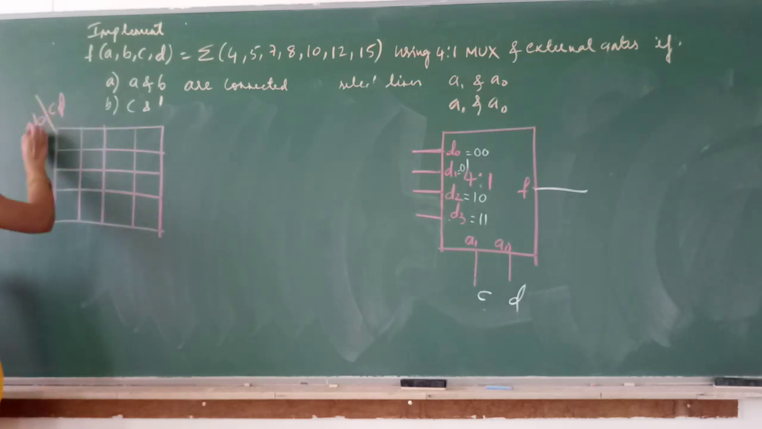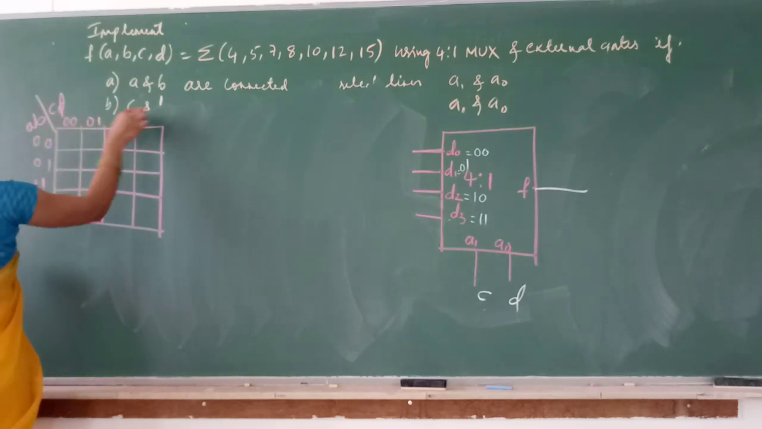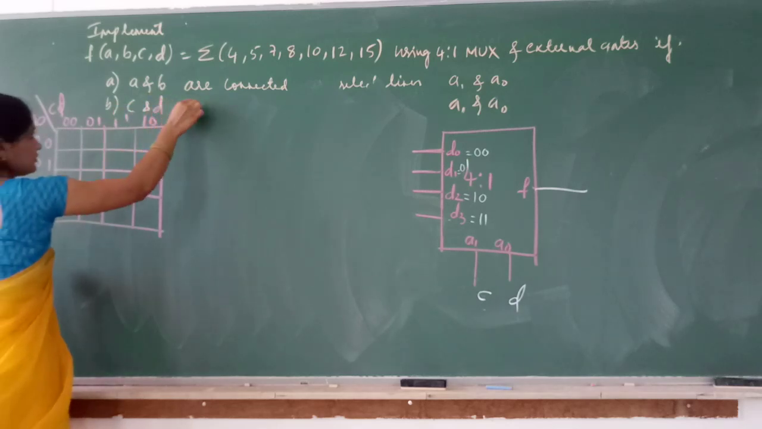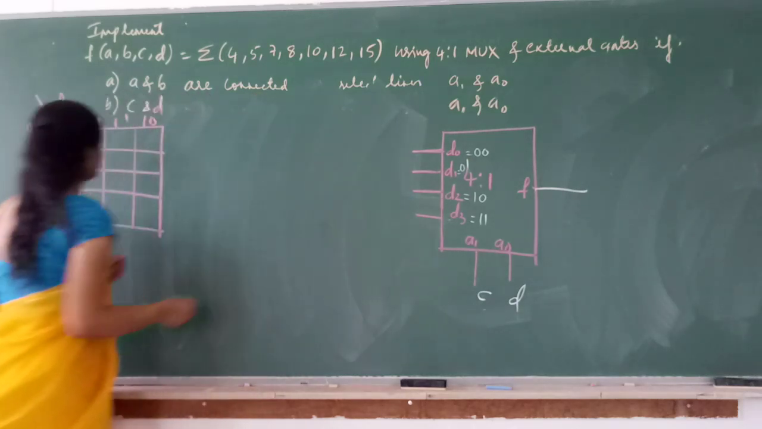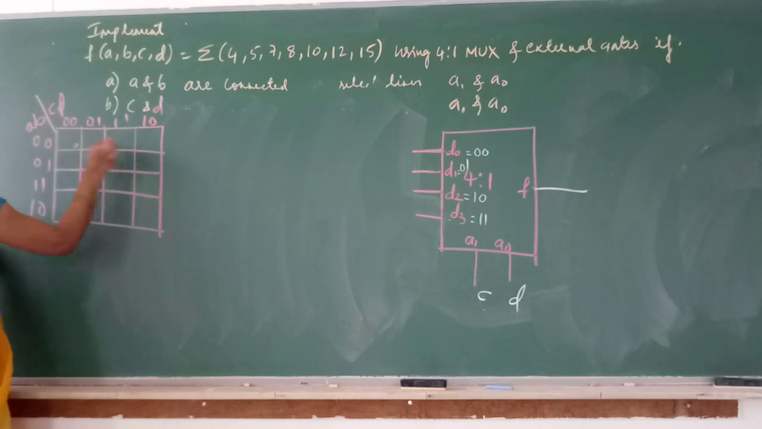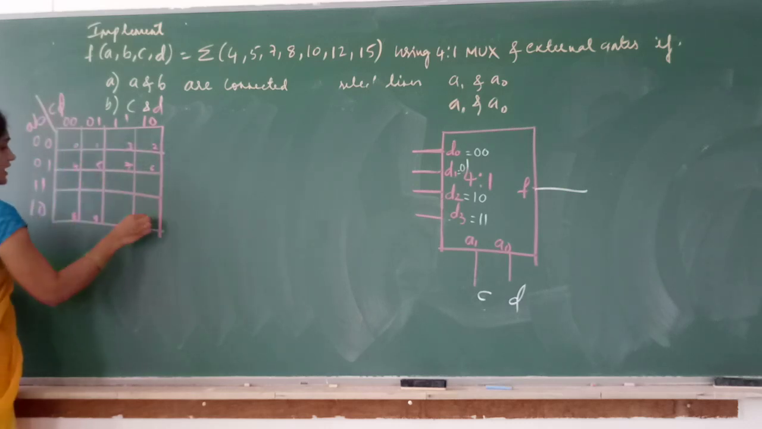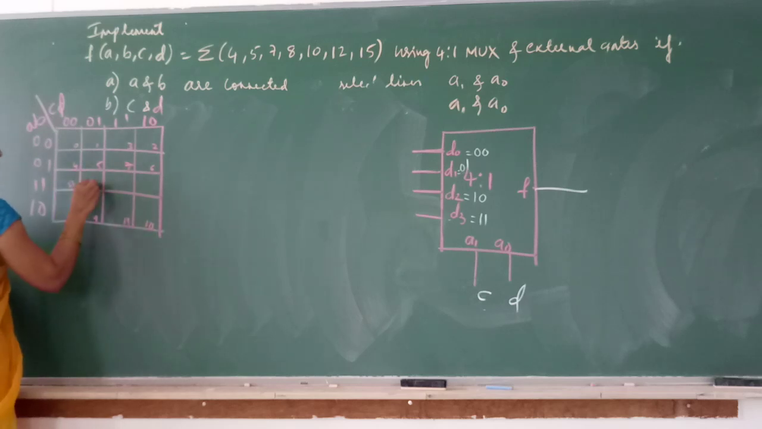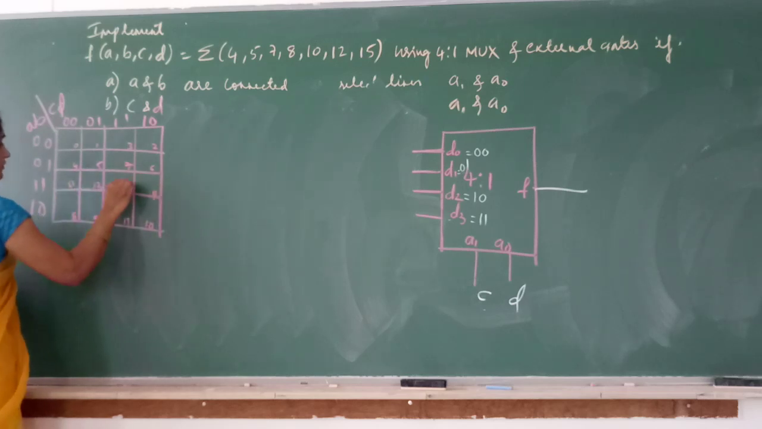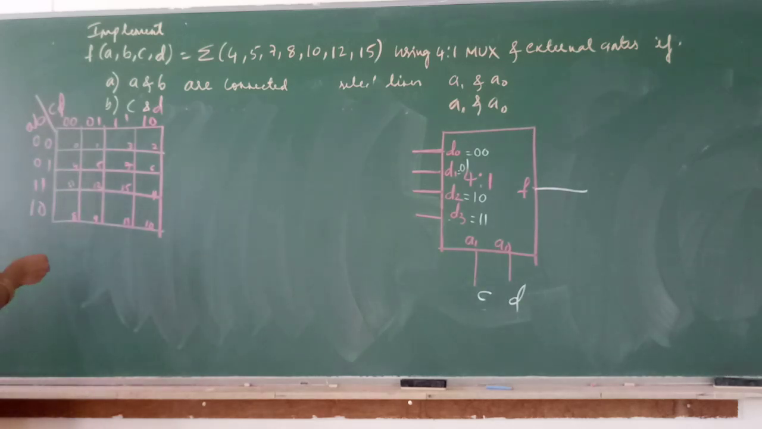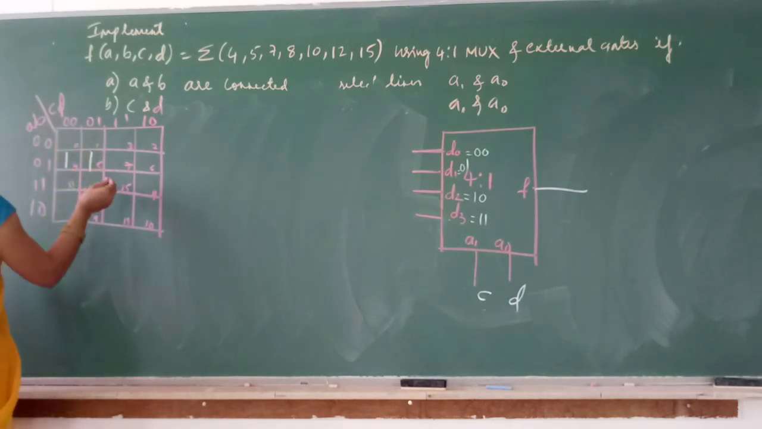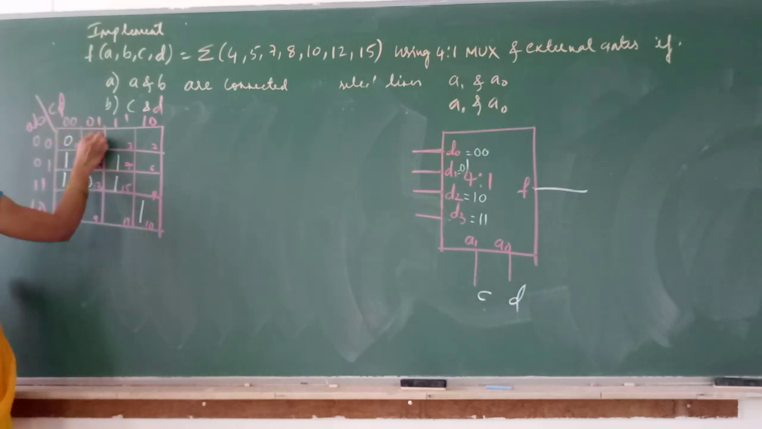A, B, C, D: 0, 0, 0, 1, 1, 0, 1, 1. Okay. So name the cells 0, 1, 2, 3, 4, 5, 6, 7, 8, 9, 10, 11, 12, 13, 14, 15. And write the min terms 4, 5, 7, 8, 10, 12, 15. The remaining cells are taking 0.